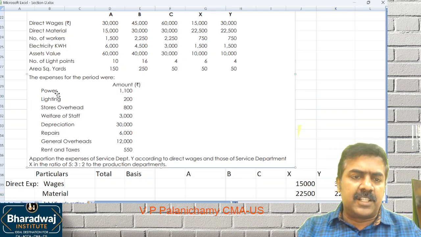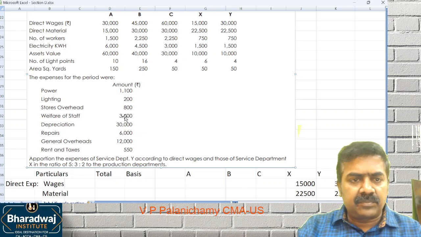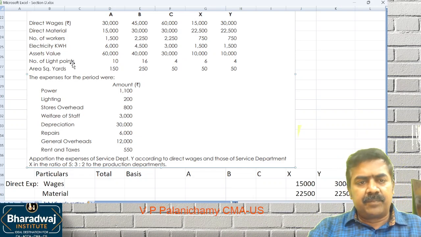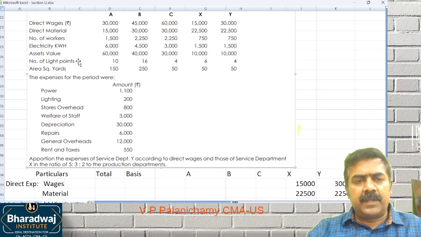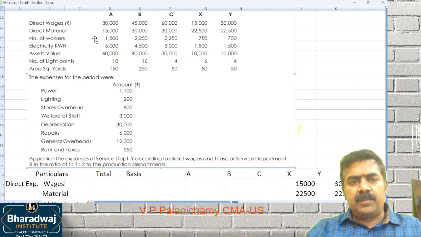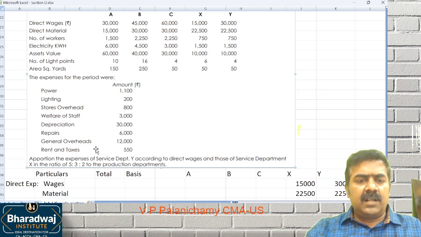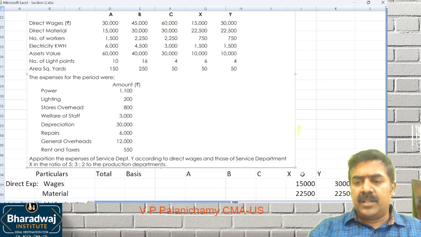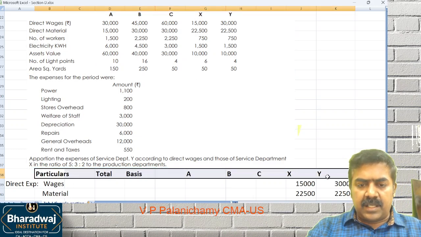Then apportion the expenses. Power is based on which one? Electricity kilowatts. Lighting is based on number of light points. Stores overheads based on direct material. Welfare of staff based on number of workers. Depreciation can be based on asset value. Repairs can be based on value of machines. General overheads can be allocated based on direct wages. Rent and rates can be allocated based on area. So maintain particulars and these columns.